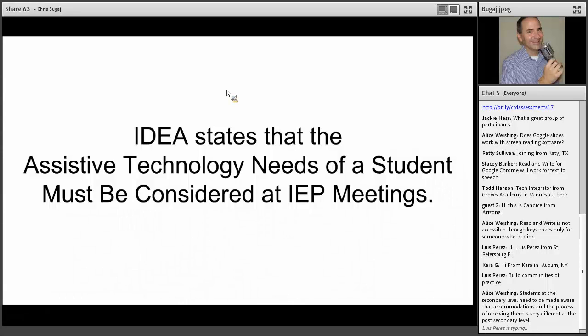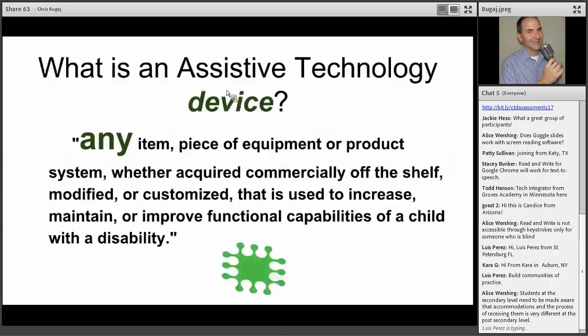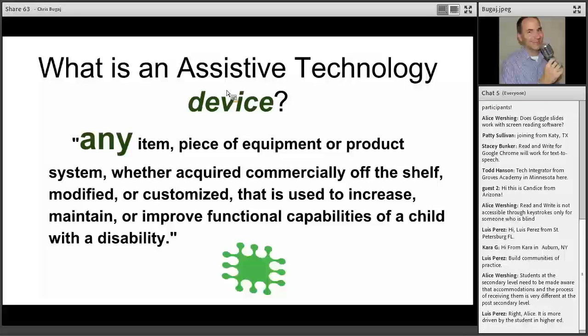It also says that we need to consider the assistive technology needs of a student every time we have an IEP meeting, right? So what does that mean, the assistive technology needs of a student? The law goes on to define assistive technology, and it defines it in two ways. The definition of assistive technology is broken down into two parts.